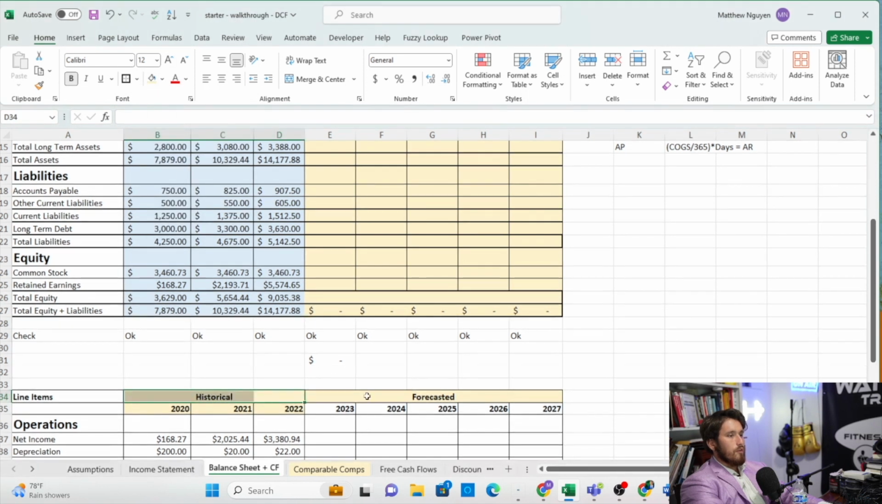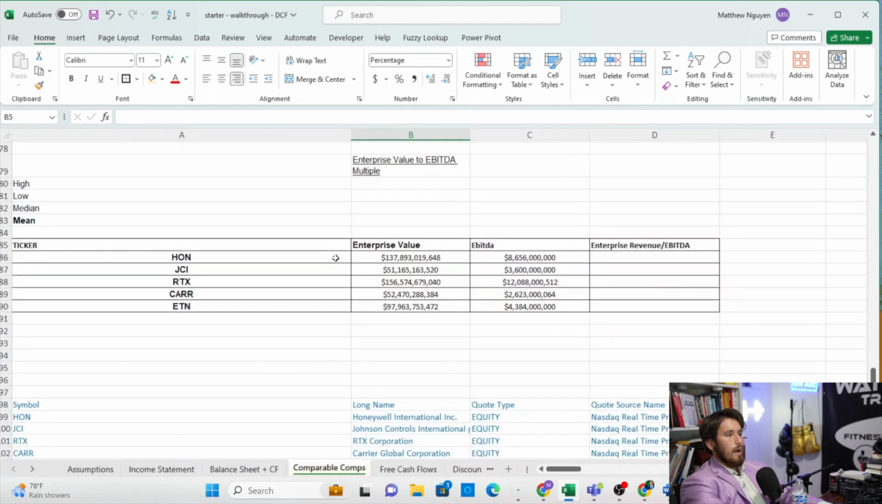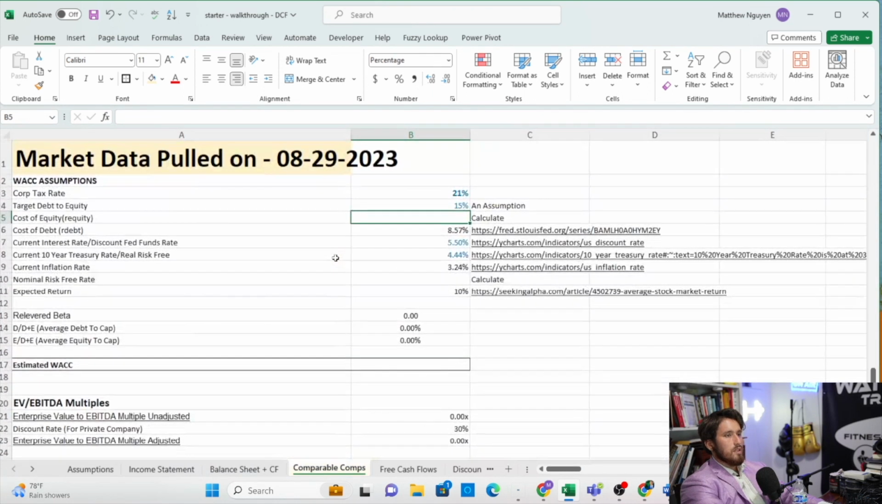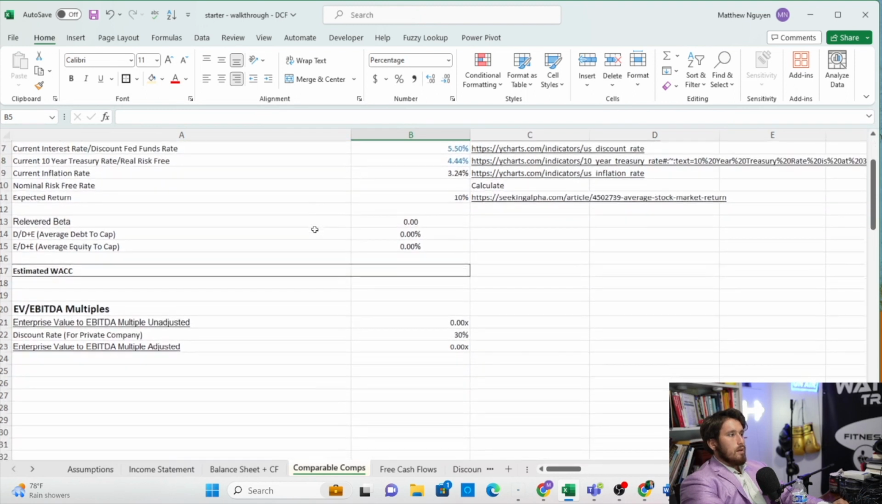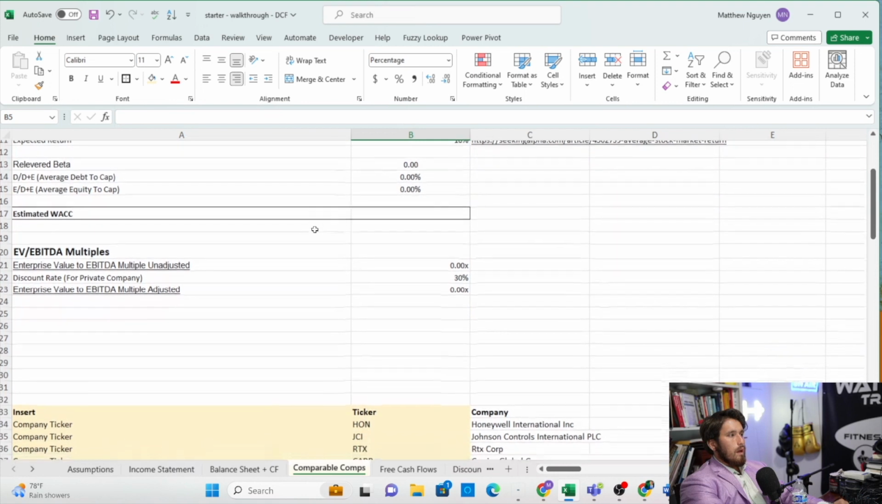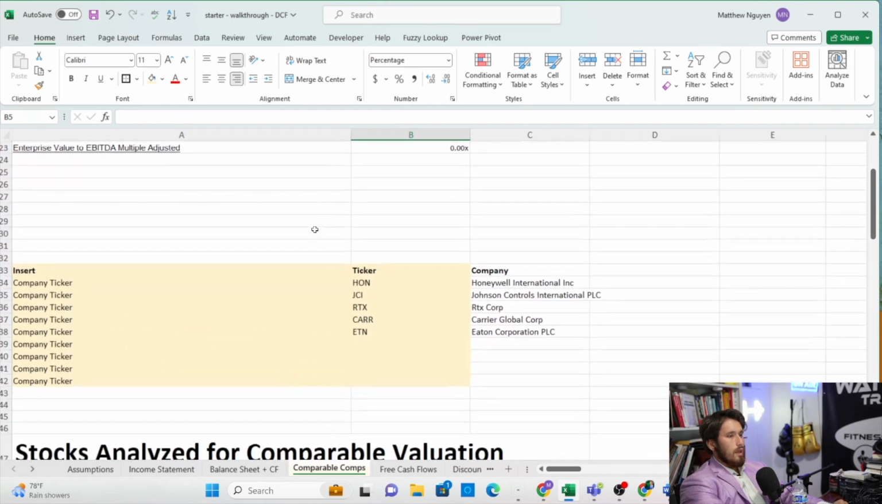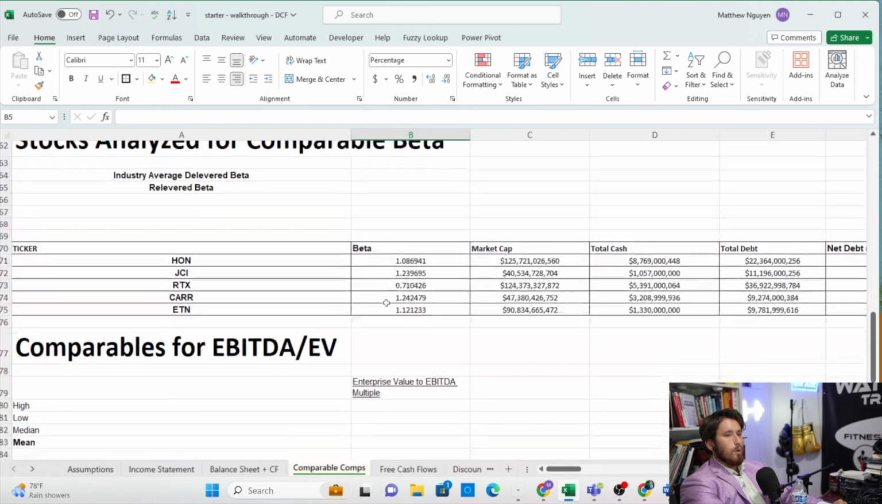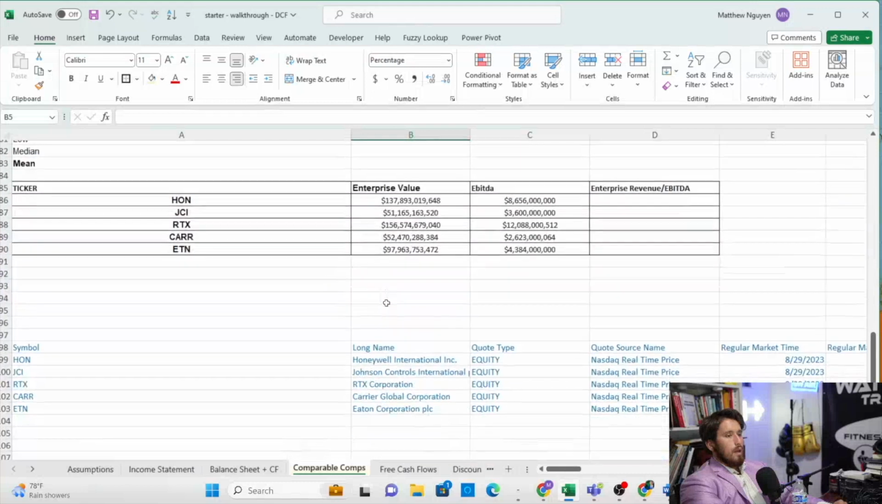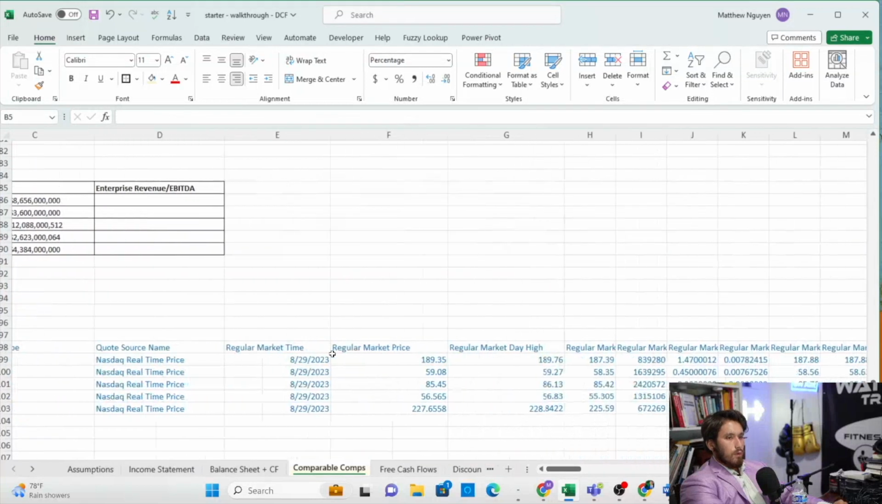All right, we found our first hiccup. Comparable comps, so they gave us a bunch of stuff. So let's take a look at this. After we do our income statement, balance sheet, and regular cash flows, I'll walk you guys through how to get the relevered beta and the EBITDA multiples. These are the comparable companies we decided to use: Honeywell, Johnson Controls, RTX Corp. And it looks like we have all of the data here for the stock market.